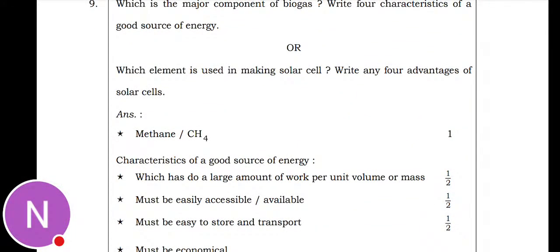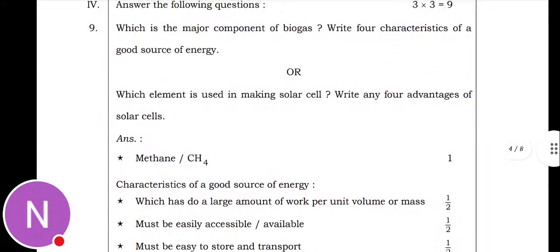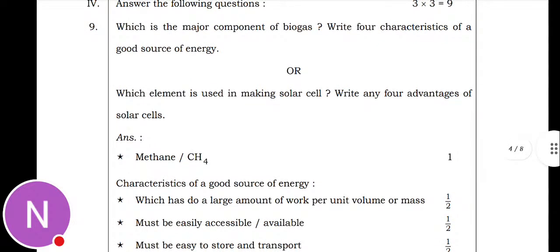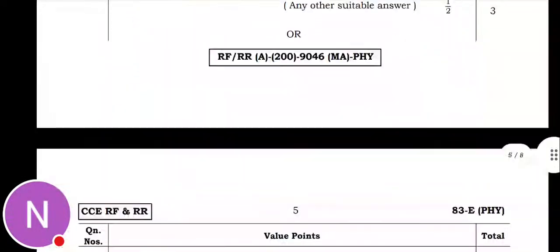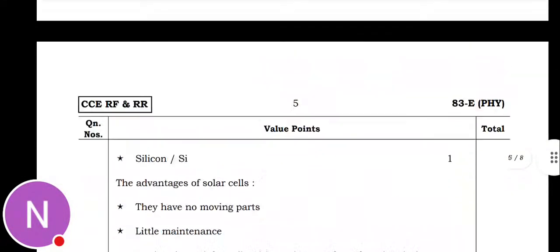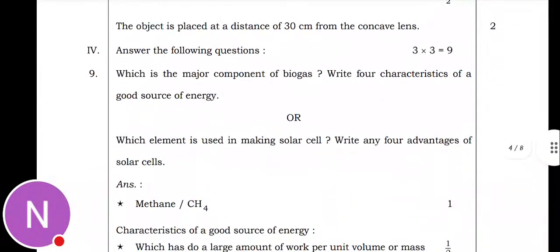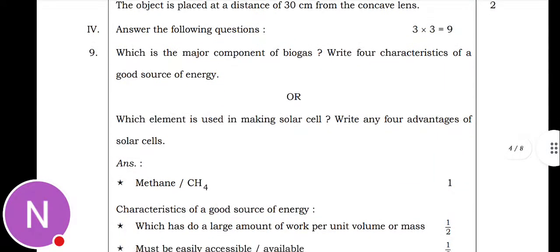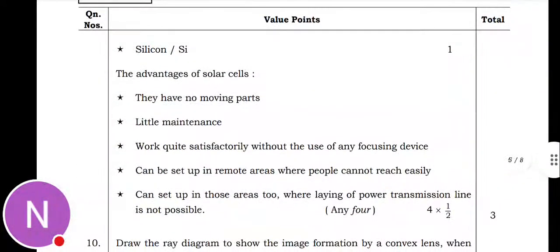Which element is used in making solar cell, and write any 4 advantages of solar cell. This is the second option question they asked in this. So silicon is used for making solar cell, and the 4 advantages of solar cell are: they have no moving part, it needs only little maintenance, and it works quite satisfactorily without the use of any focusing device.